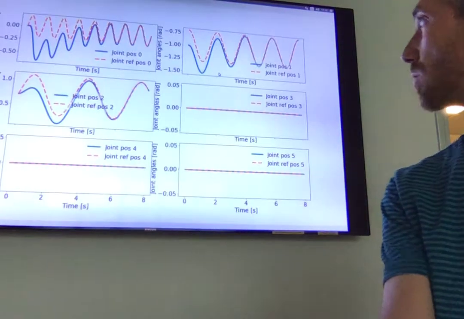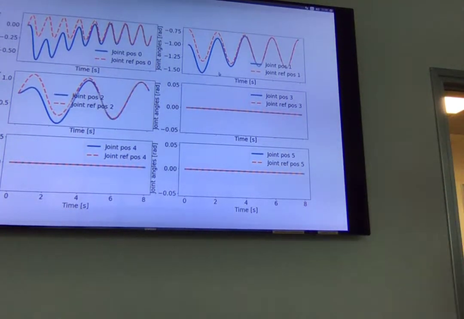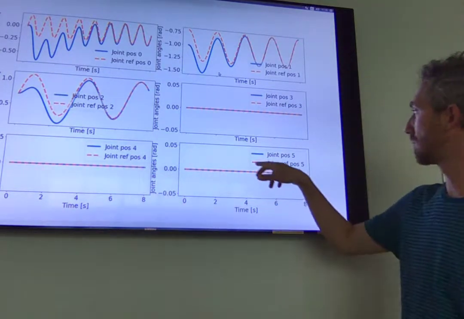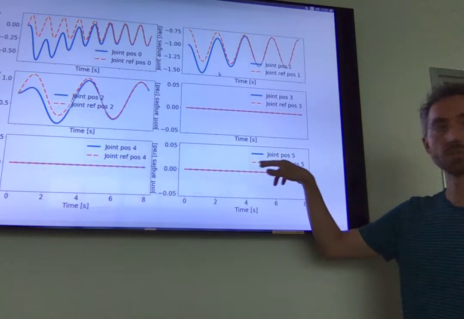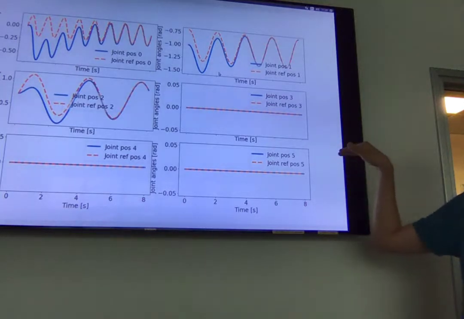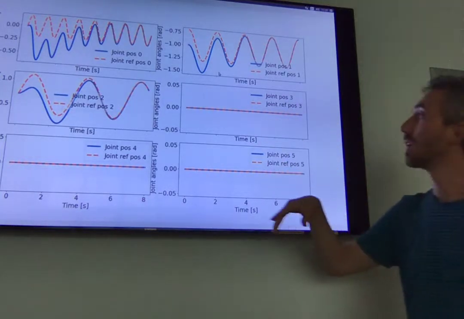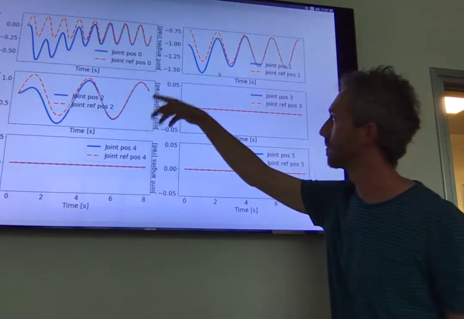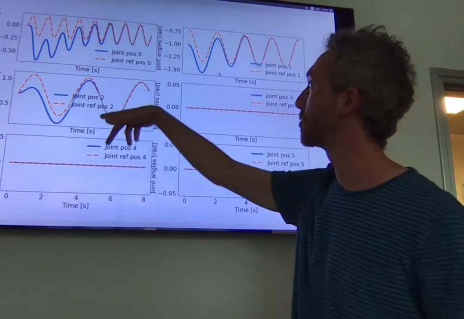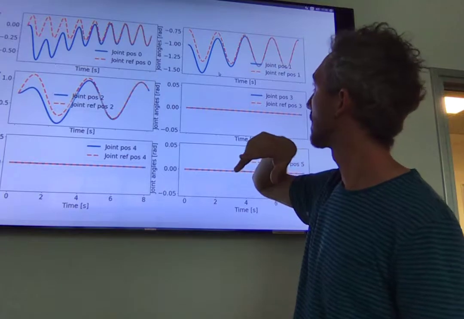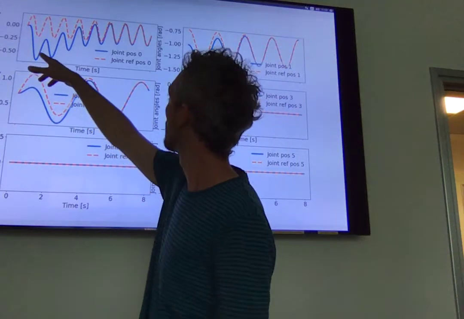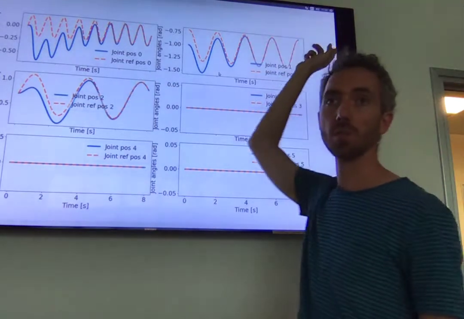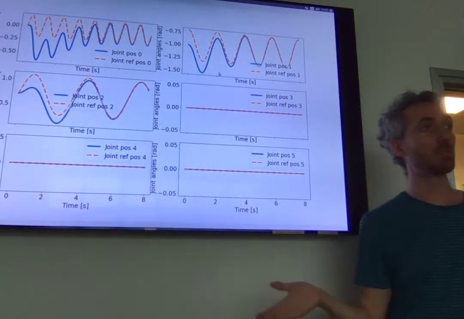The first one is showing the joint angles. So for the last three joints, the reference trajectory, which is the dotted orange line, is constant. So there is nothing going on. But for the first three joints, we have sinusoidal trajectories of different frequencies and amplitudes. And we can see that after a while, all the trajectories basically converge to the reference ones, as we were expecting, right?